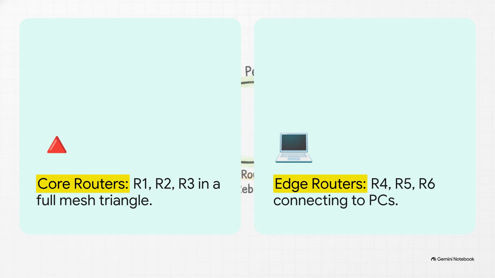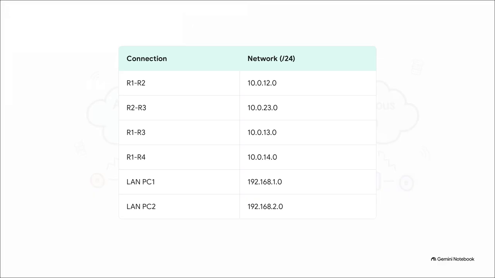Our entire job is to make sure a packet from PC1 can navigate through its edge router, safely cross that core triangle, and arrive at PC2 or PC3. Of course, to navigate that heavy-duty highway, our data packets need a literal map. This IP addressing plan cleanly maps out the networks using a standard /24 subnet mask per link.